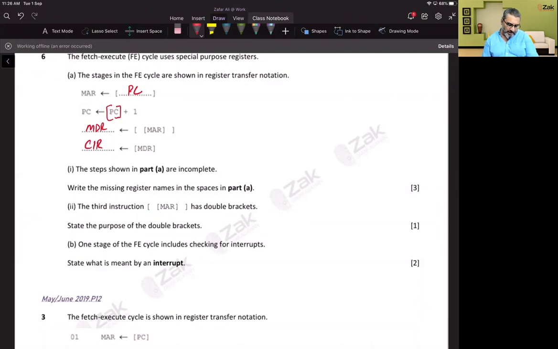One stage of the fetch execute cycle includes checking of the interrupt. State what is meant by an interrupt. So it is a signal from a device or a software or a source which is telling the microprocessor that it requires attention.